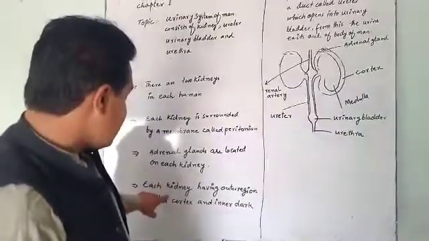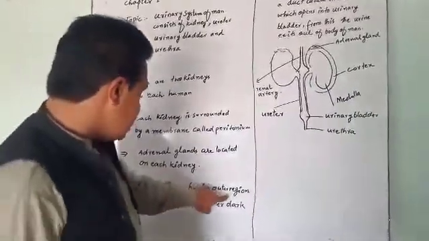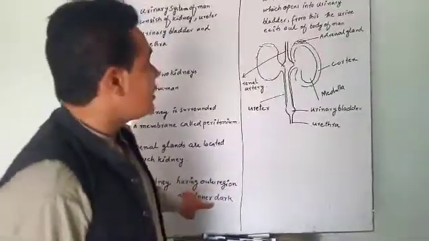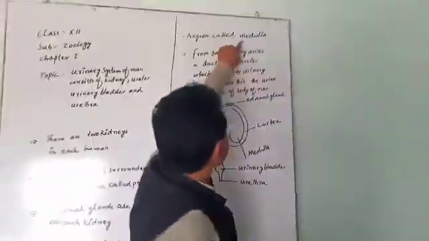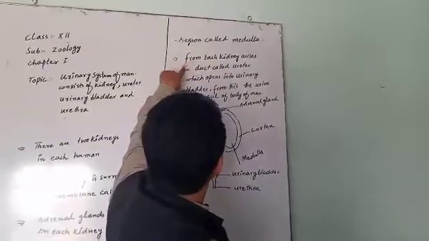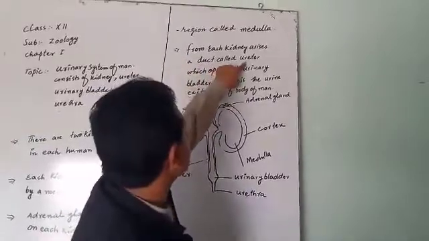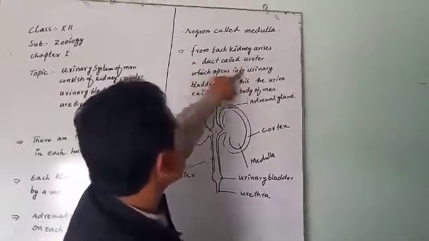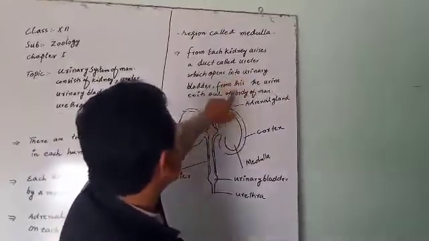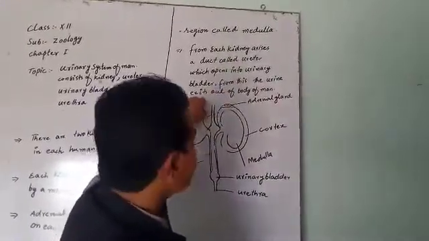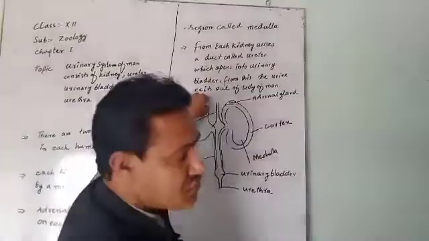Each kidney has an outer region that is called cortex and an inner region that is called medulla. From each kidney arises a duct that is called ureter, which opens into the urinary bladder. From this the urine goes out of the body of each human.